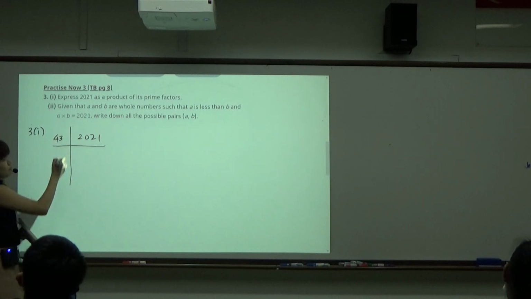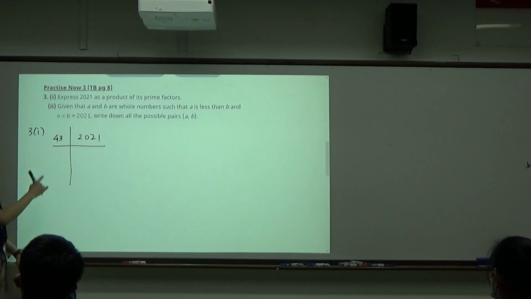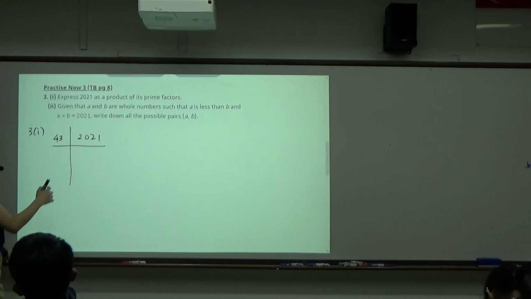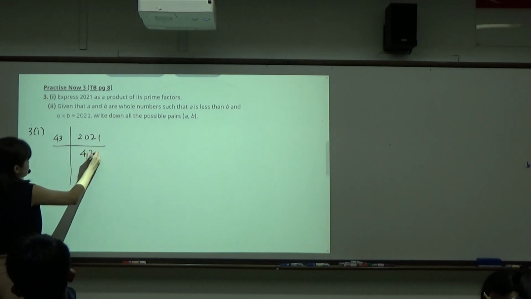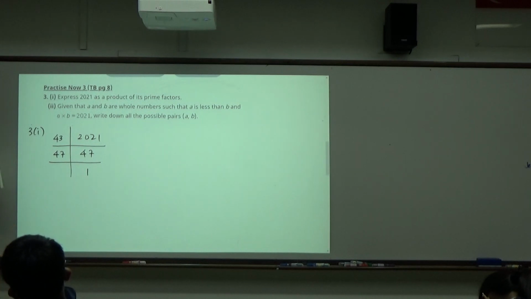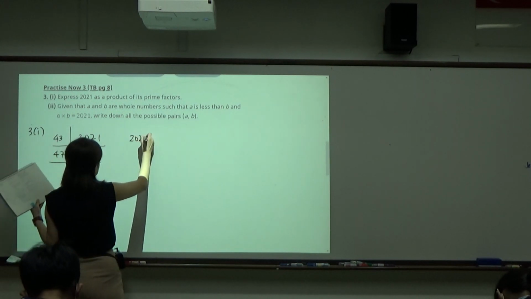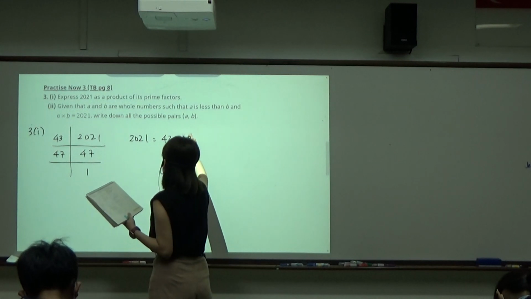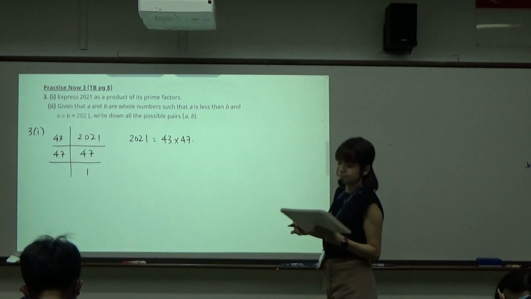If you recall, we try out with the smallest prime number first. We try dividing by 2, then we divide by 3, 5, 7, and so on. Whereas for this case, the smallest prime number that 2021 can be divided by is actually 43. Then we'll be left with 47. We can divide by 47 again, and then we arrive at 1. I hope that you recall this method. So 2021 will be 43 times 47.